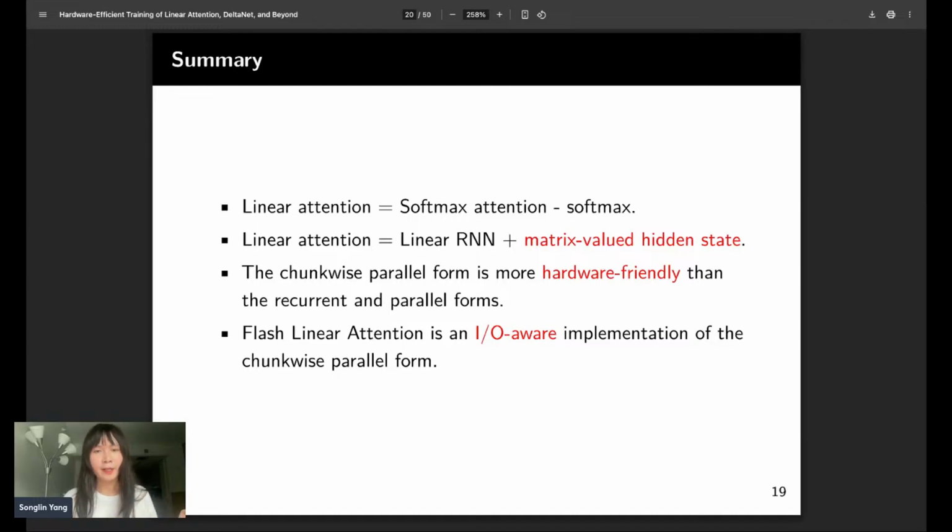And to summarize, the concept of linear attention is quite simple. It's just softmax attention without the softmax operator, and it could be formulated as a linear RNN with matrix-valued hidden state. This allows you to have more recurrent state to encode the historical data. The chunkwise parallel form is the hardware-efficient algorithm to train these linear attention models, and Flash Linear Attention is an I/O-aware implementation of this chunkwise parallel form.